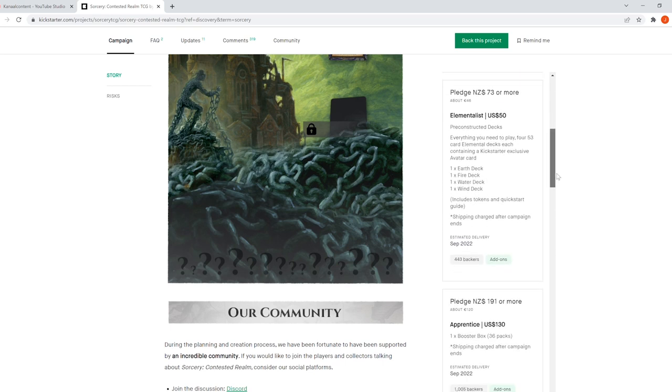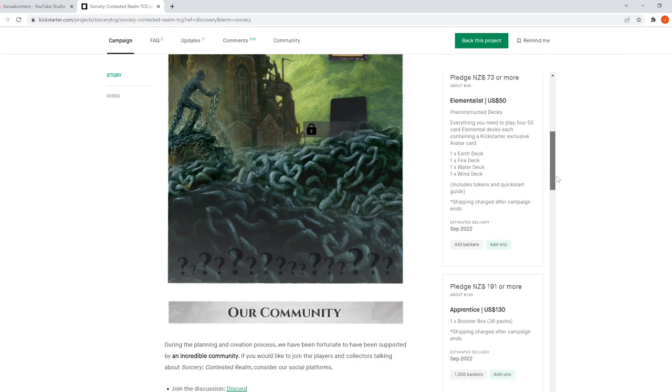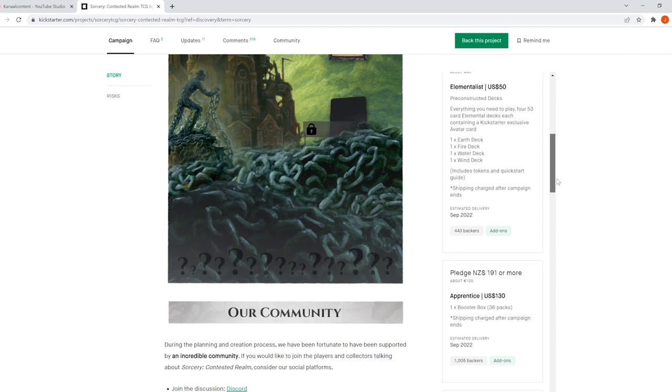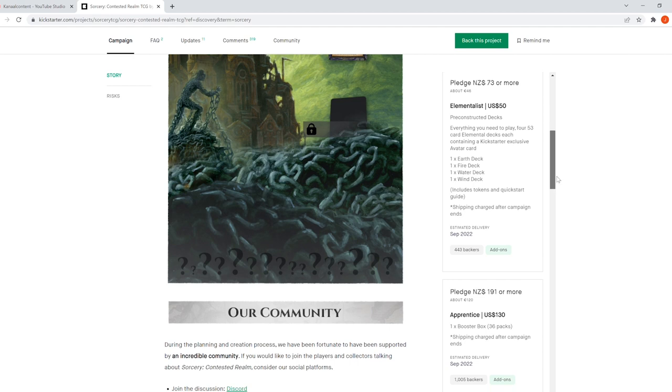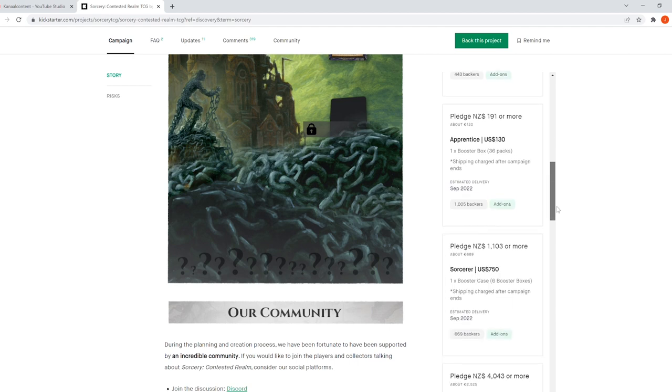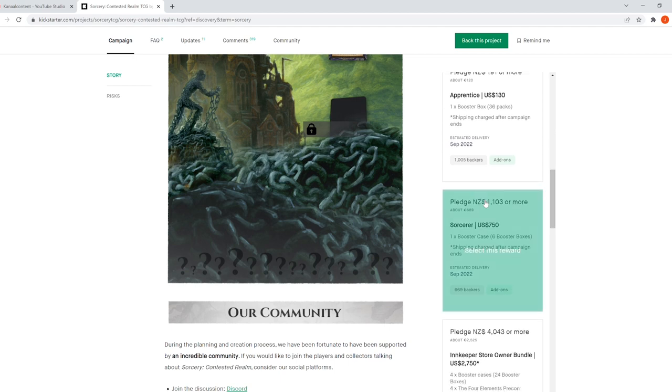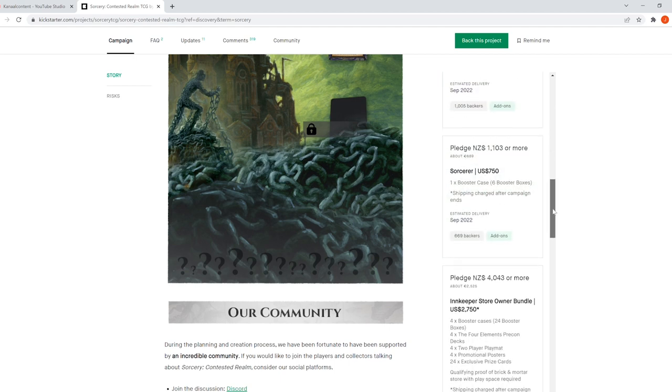The pledge tiers are very easy to distinguish. I mean, you either buy the four pre-constructed decks for about $50, you buy a booster box for about $130, or you buy a case for $750.